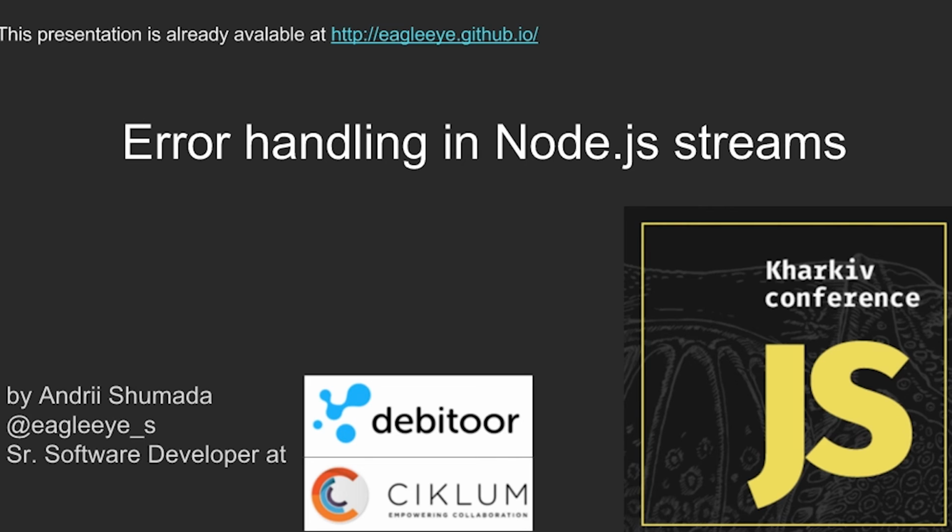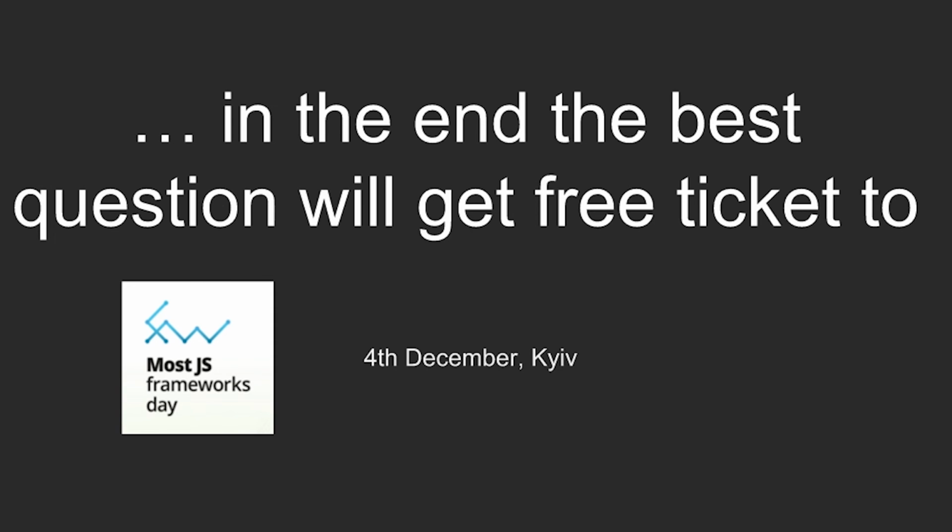So who am I? I'm a developer in the Debitur project. I work in the office of Cyclum, so that's why I'm in two companies, because Cyclum is our staffing company. And we'll talk about errors in Node.js streams.